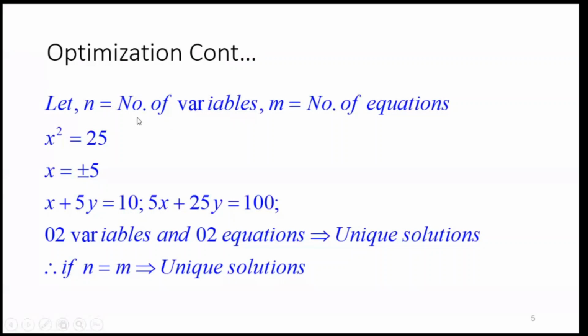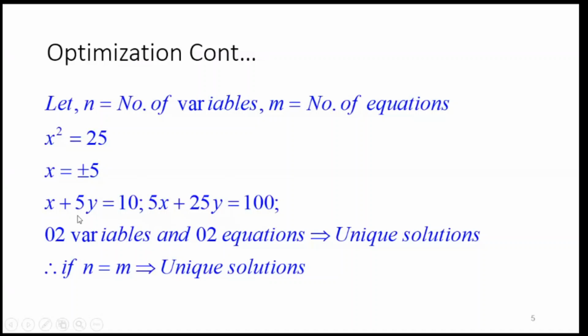Let's start from the beginning. Suppose I want to solve a particular problem. First of all, let us see a simple sum. Suppose I have x square is equal to 25, right? So what is x? x is equal to plus or minus 5, right? So in this case, how many equations were there? There was only one equation. And how many variables were there? There was only one variable, right? So in this case, we get the unique solution, that is x is equal to 5.